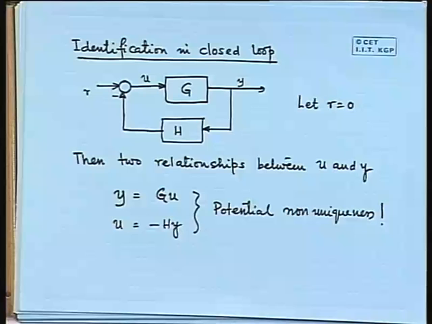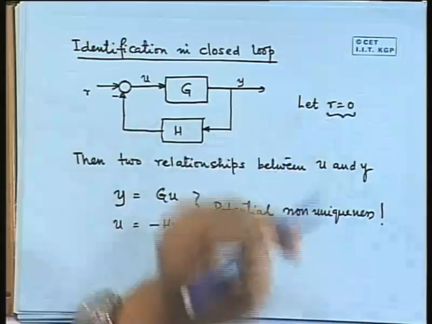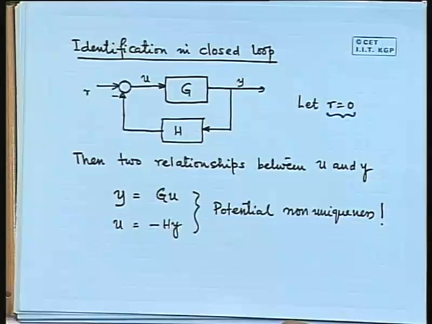Now let us look at identification in closed loop. So this is our closed loop situation, right? For the time being, let R be equal to 0. There is no reference input. This happens. There are some control loops for which the set point is 0.